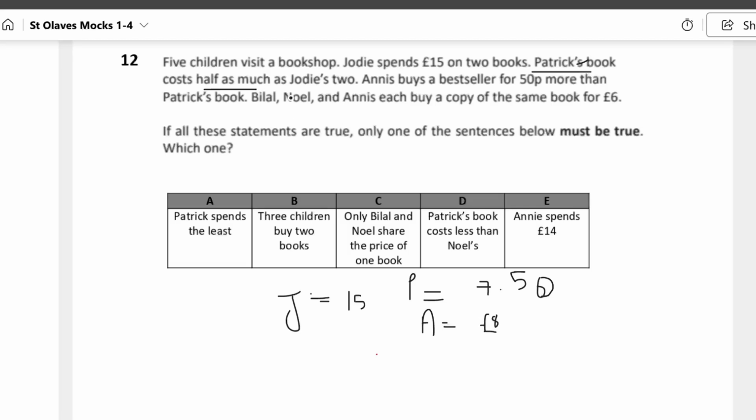That's £8. And then we have Bilal, Noel, and Anise. They buy a book for £6. So already I'm seeing that Patrick does not spend the least, and we don't know if they bought any other books, Bilal and Noel. The only one that we know for a fact is Annie spends £8 plus 6, which is going to be £14.